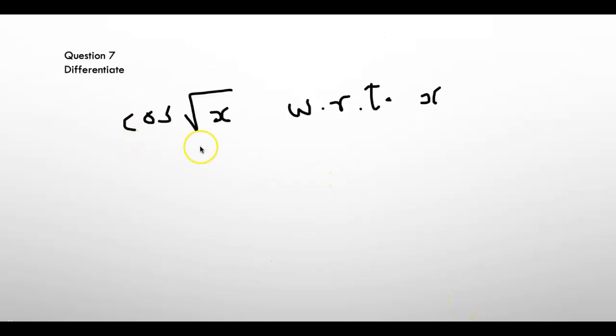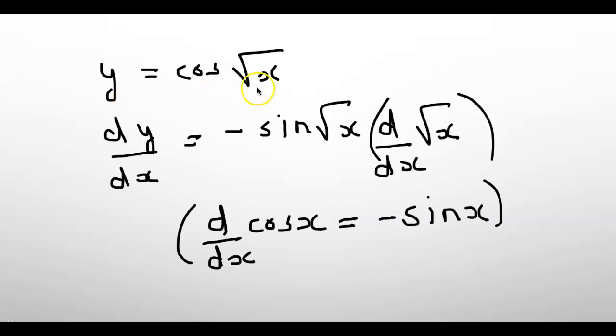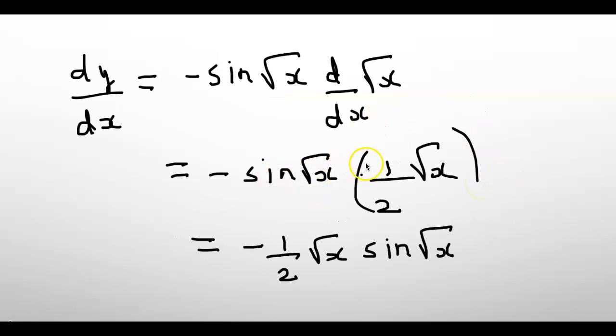Next question, differentiate cos root x with respect to x. So basically I'm finding d dx of cos root x. Now I will call root x as u. So what is derivative of cos u? Minus sin u into du by dx. So that is minus sin root x into d dx of root x. And d dx of root x is 1 by 2 root x. So this is minus sin root x into 1 by 2 root x. You can simplify and write it as minus 1 by 2 root x sin root x.